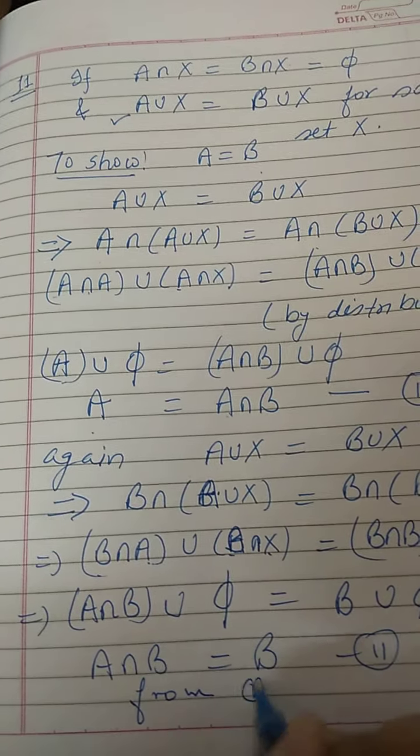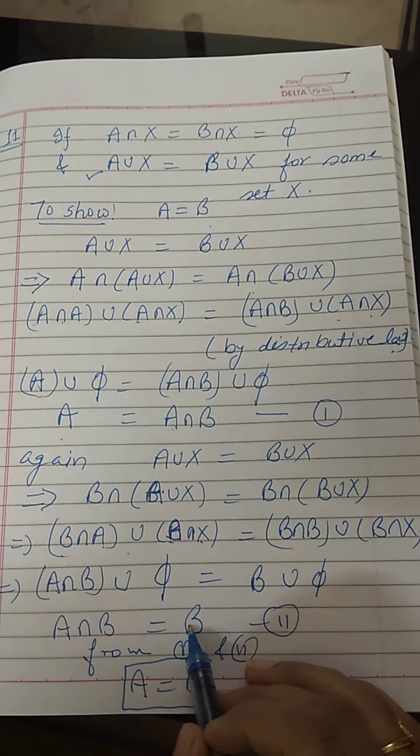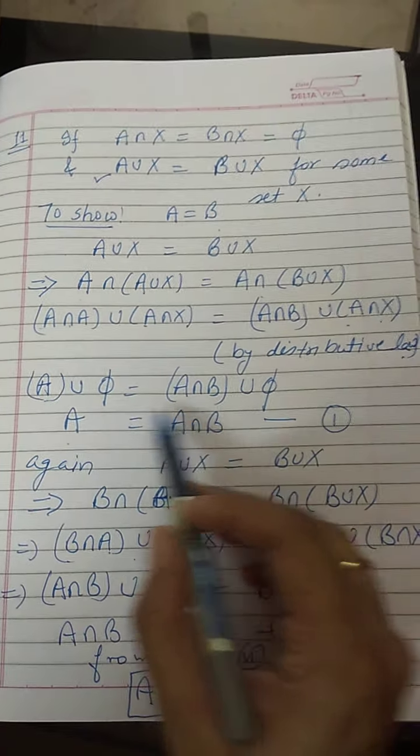So this is your sum number 11, right? We started with this union part. We did it twice. First we took the intersection with A, then we took the intersection with B, applied the distributive law, and when we simplify, here we get A intersection B is equal to A, and here A intersection B equals B. When we compare 1 and 2, we are getting A is equal to B.